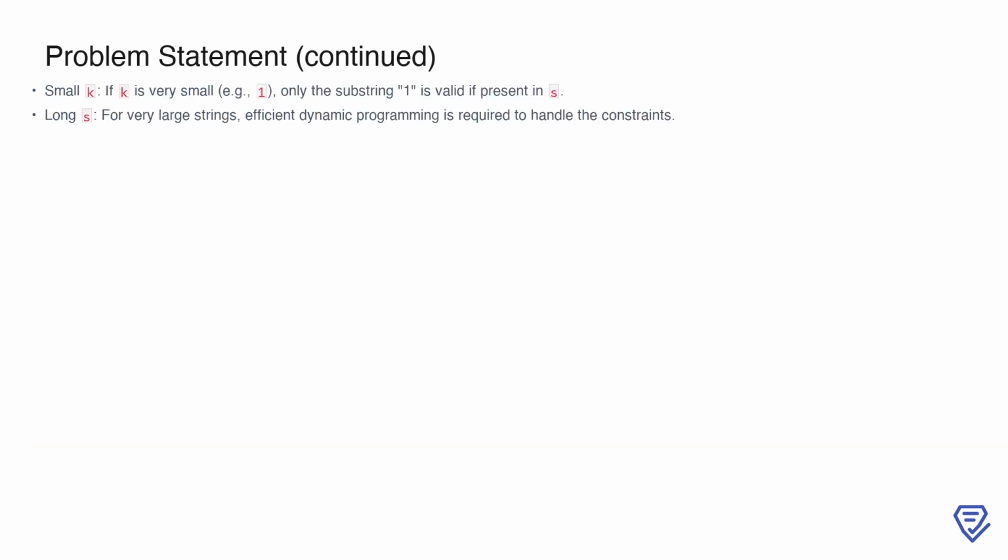To handle edge cases, consider scenarios where k is very small or very large. For example, if k is extremely small, such as 1, only the substring 1 is valid if it appears in s. On the other hand, if k is very large, such as 10 to the power of 9, then all valid numbers in s that fall within the range 1 to k are acceptable, provided there are no leading zeros. Additionally, when the string s is very long, efficient approaches like dynamic programming are essential to process the constraints without exceeding time limits. These considerations highlight the importance of designing an optimized solution for this problem.